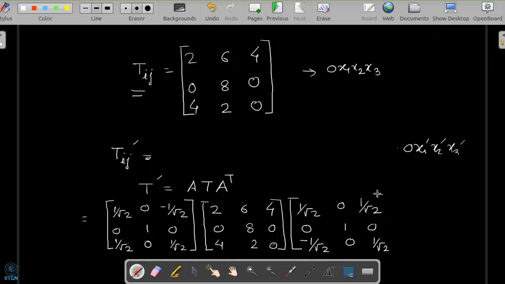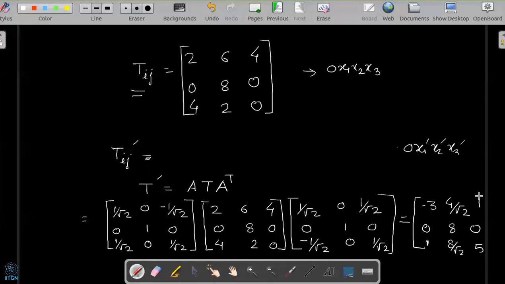When you do this matrix multiplication, you can use MATLAB or Scilab also, and then you will get minus 3, 4 by root 2, 1, 0, 8, 0, 1, 8 on root 2, 5. So this is the result you will get. These are again the components of the given second order tensor, but these components are with respect to the primed axes, the new set of axes that has been rotated by 45 degrees, as we just described.